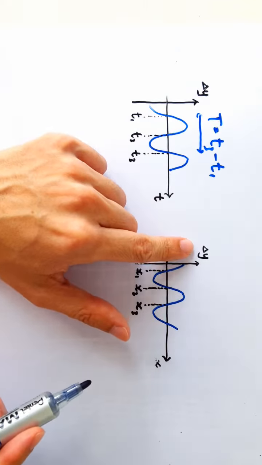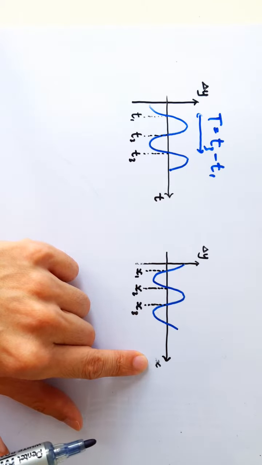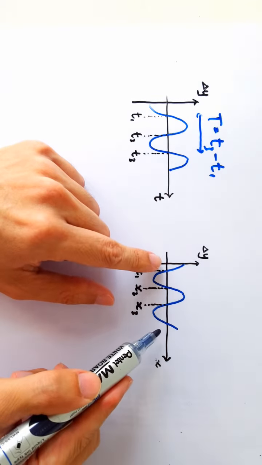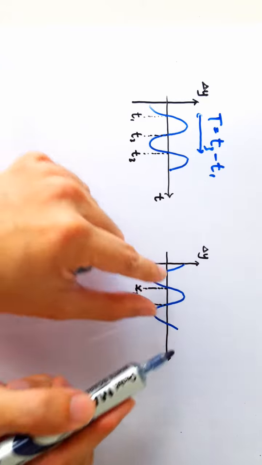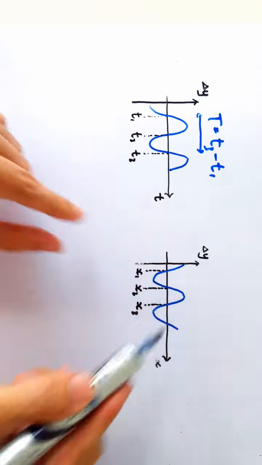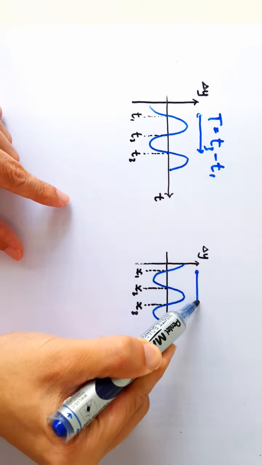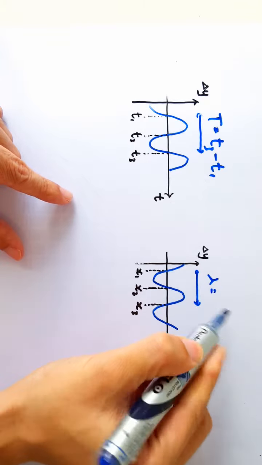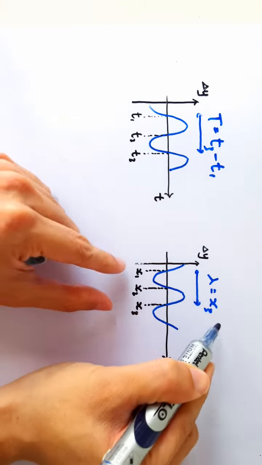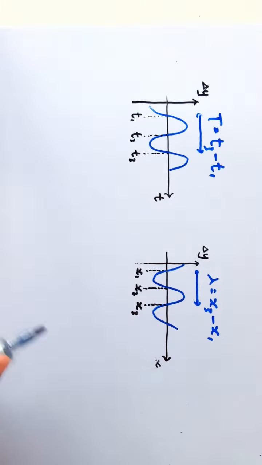This is the displacement position graph. And what this graph tells us is the wavelength, which is this amount here. So the wavelength we now know is x3 minus x1.